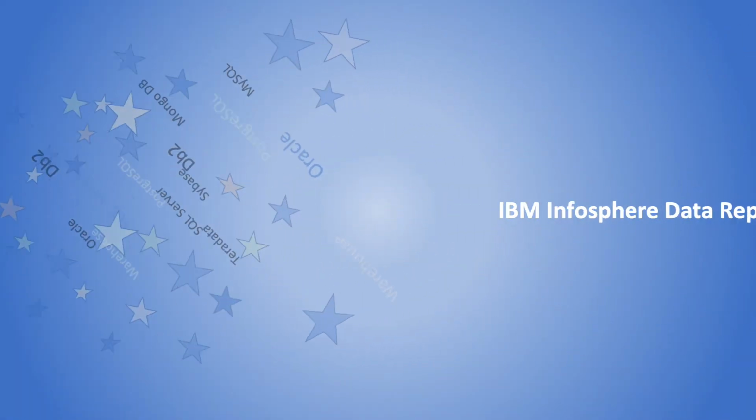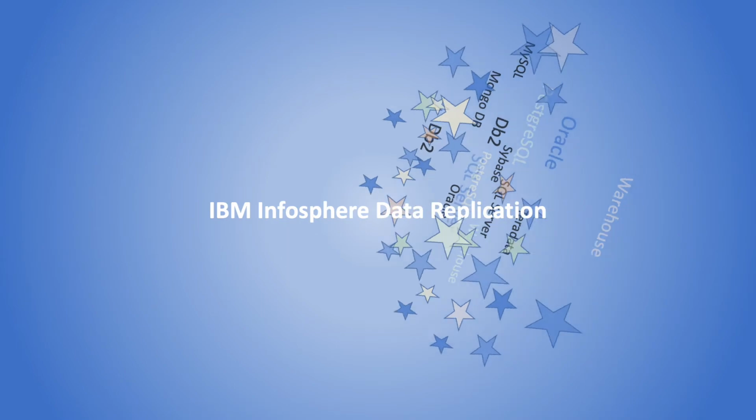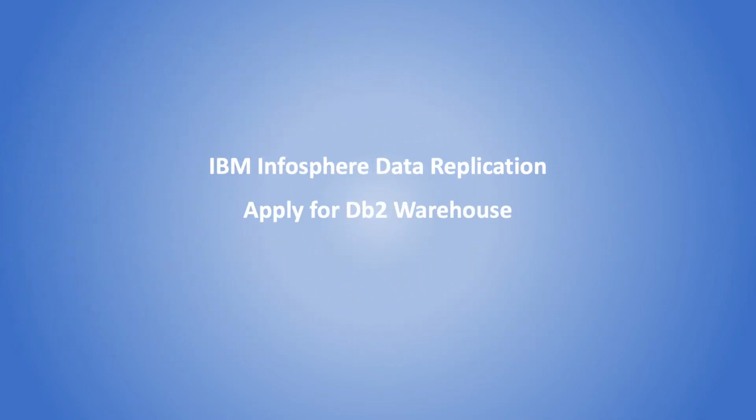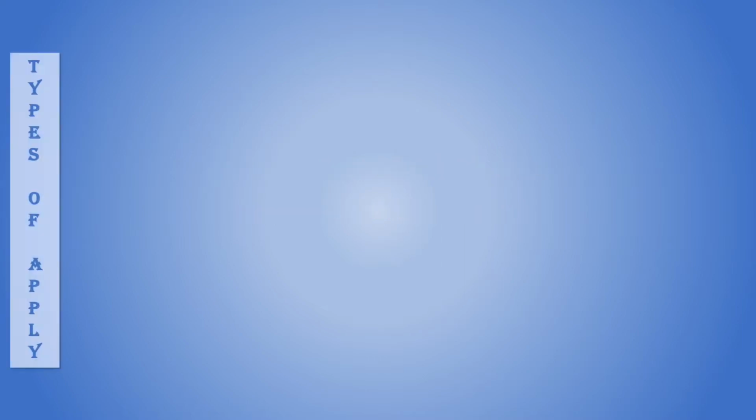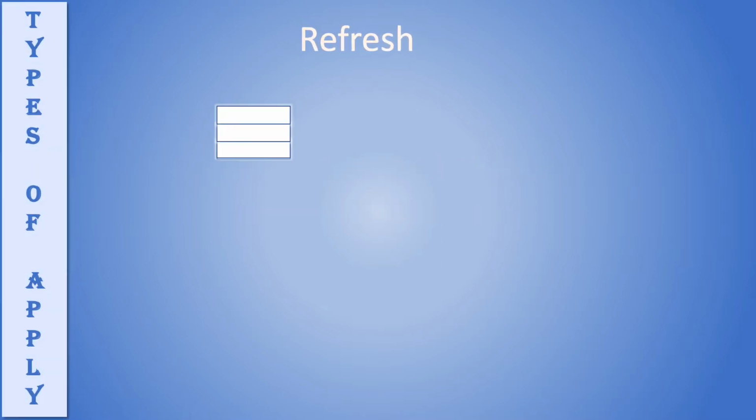Hello and welcome to this video on IBM data replication. In this session, we are going to take a look at the different options to replicate data to target Db2 warehouse. Refresh is used for the initial sync where the source and the target table are brought to the same state. There are three types of refresh.